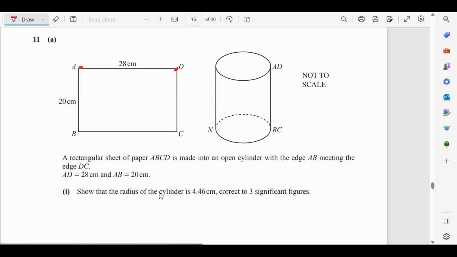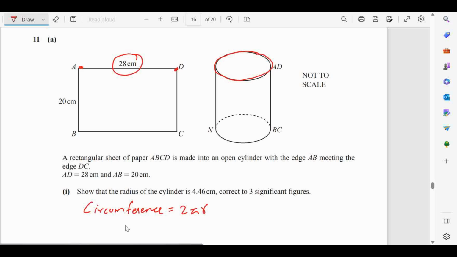Show that the radius of the cylinder is 4.46. So we know that 28 is the circumference of this circle. 28 will be the circumference of this circle. So we know that the formula for the circumference is equal to 2 pi r.